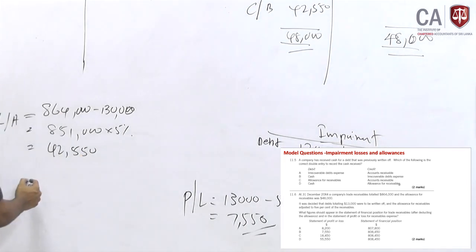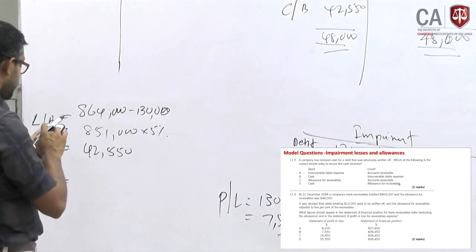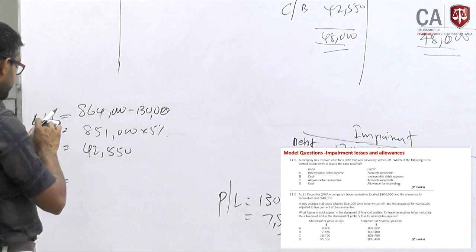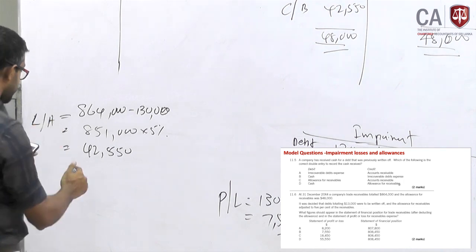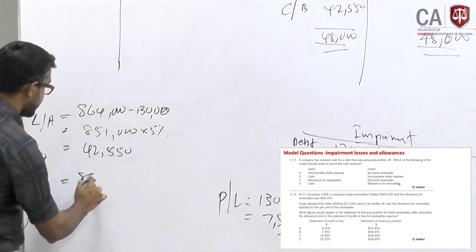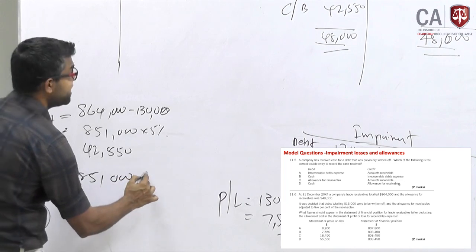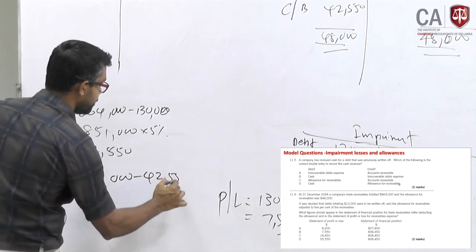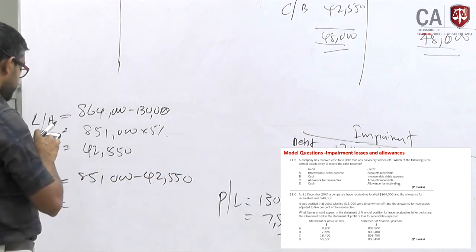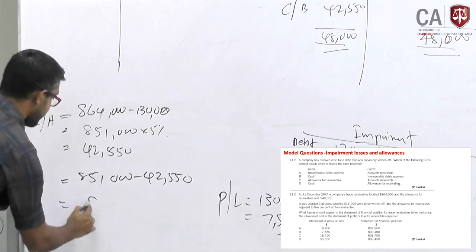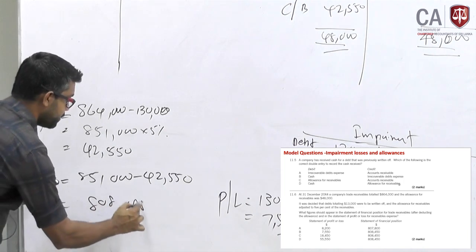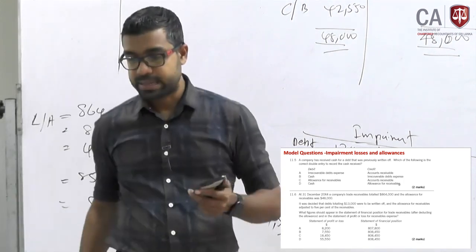864,000 minus 13,000 minus, then 151,000 minus 42,550. So then 808,450 should be the balance debtor.